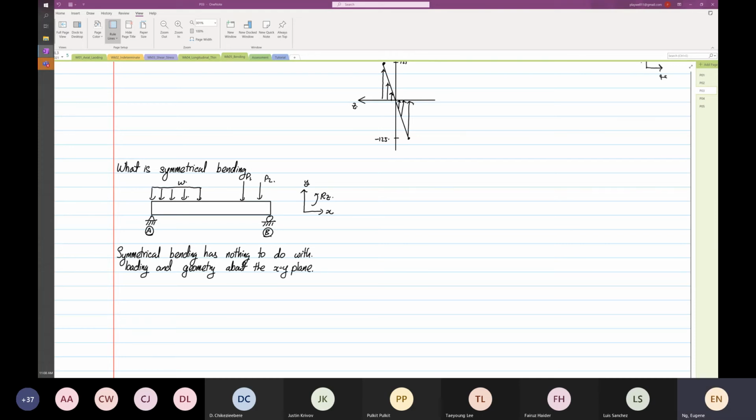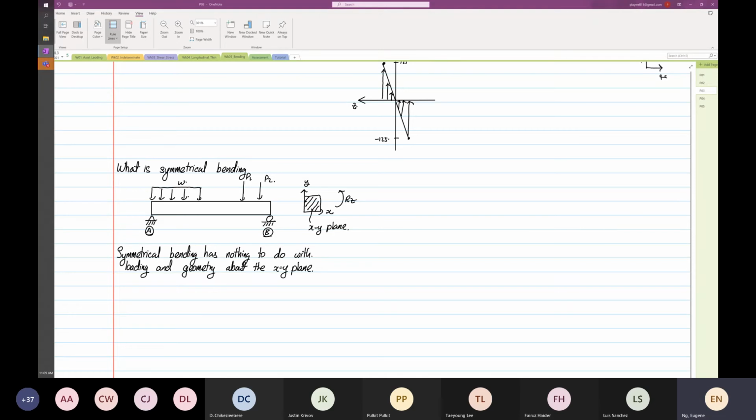So now what we are looking at is the XY plane. XY plane means we are looking, so if I were to draw, I'll do rotation Z over here. This plane over here, this is what we call our XY plane. So symmetrical bending has nothing to do with the loading and geometry about the XY plane. Nothing to do with it.